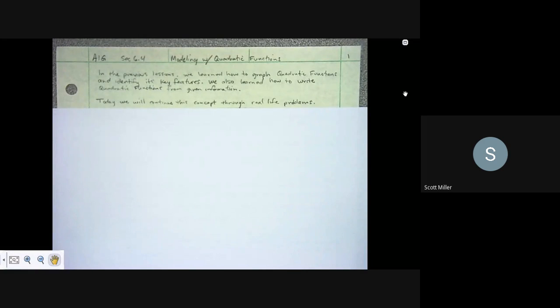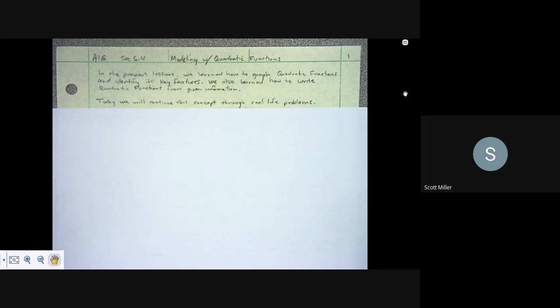Okay, so today we're going to be doing section 6.4. As you can see here, in previous lessons we learned how to graph quadratic functions and identify their key features like the vertex, axis of symmetry, y-intercepts, and x-intercepts. We also learned how to write quadratic functions from given information. Like if I knew the vertex, I can put it in vertex form, things like that.